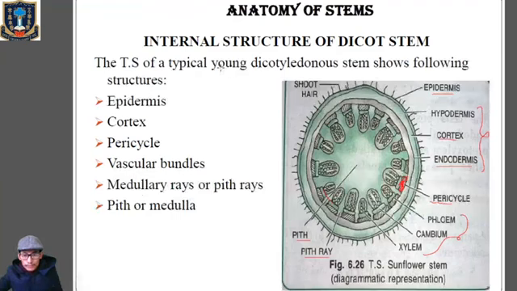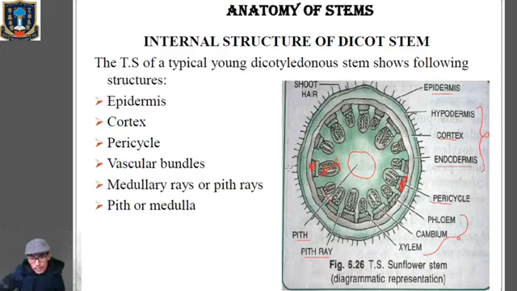So look over here. This one is the xylem. This center part is called the pith. Xylem is present toward the inner side. And you can see the phloem. This is the phloem part. Phloem is present towards the outer side.